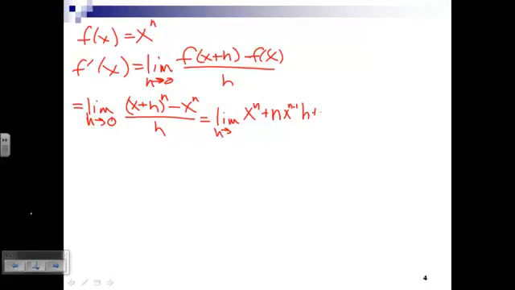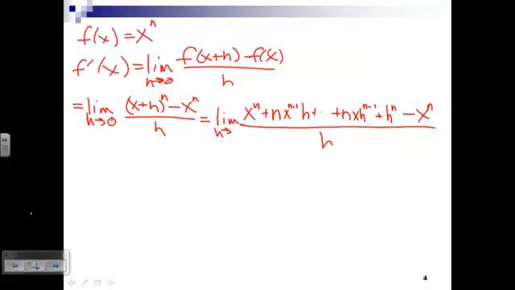And then there's a bunch of other terms, because n could be really big, it could be like 100. And then the second to last term is n x h to the n minus 1, and then the very last term is h to the nth, and then we've got this x to the nth on the very end, and all of that mess is over h.